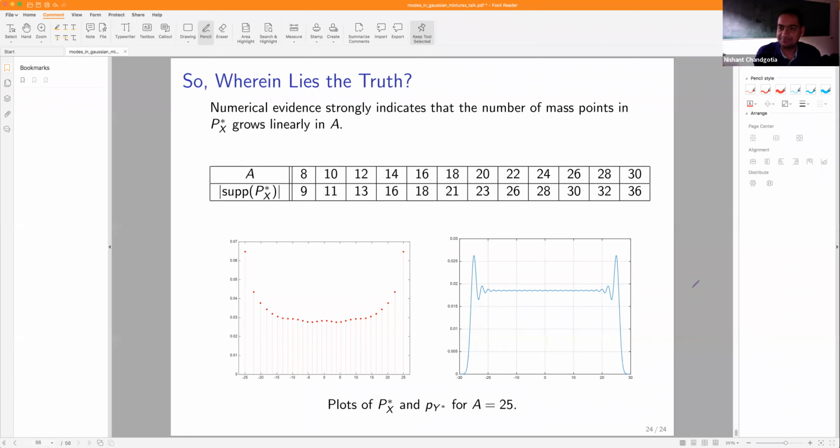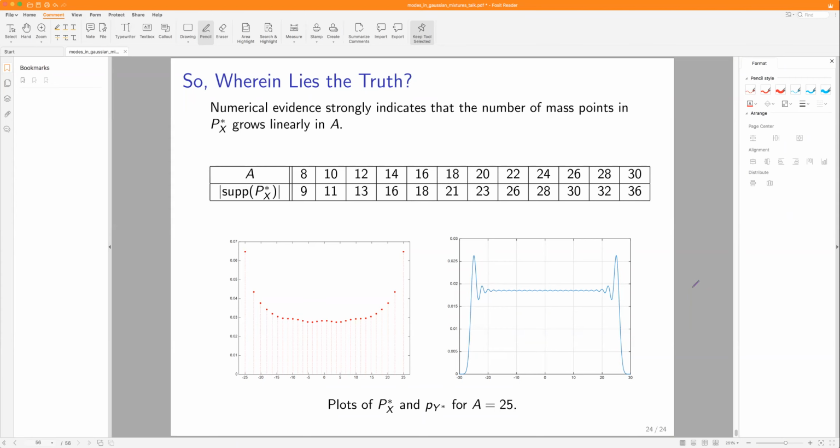Yes, questions for the speaker. Can I ask? Please go ahead. Sorry, I missed the connection. In the Gaussian case, you proved that it is a quadratic order, and here you seem to conjecture that it is linear order. So what is the connection?